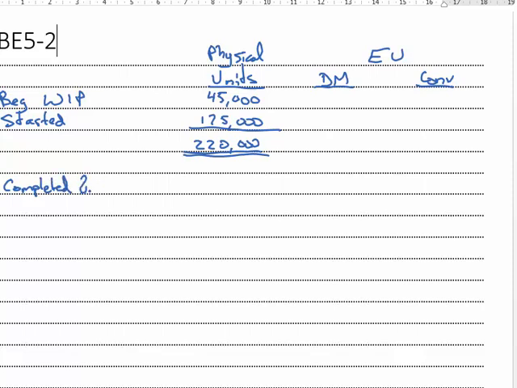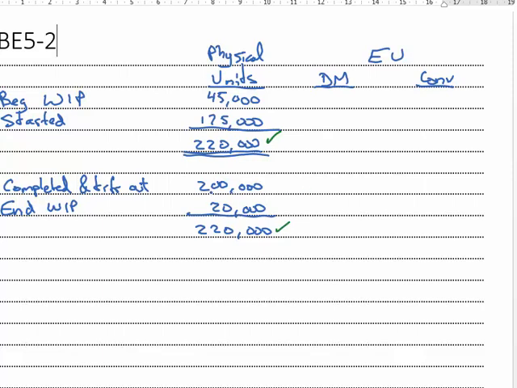And then down here, what we completed and transferred out was 200,000 according to the problem, which means we have to have left over in our ending work in process 20,000 physical units. Add them up, 220,000, and just for our own peace of mind, we can say, yep, we balanced there, so we're good so far.